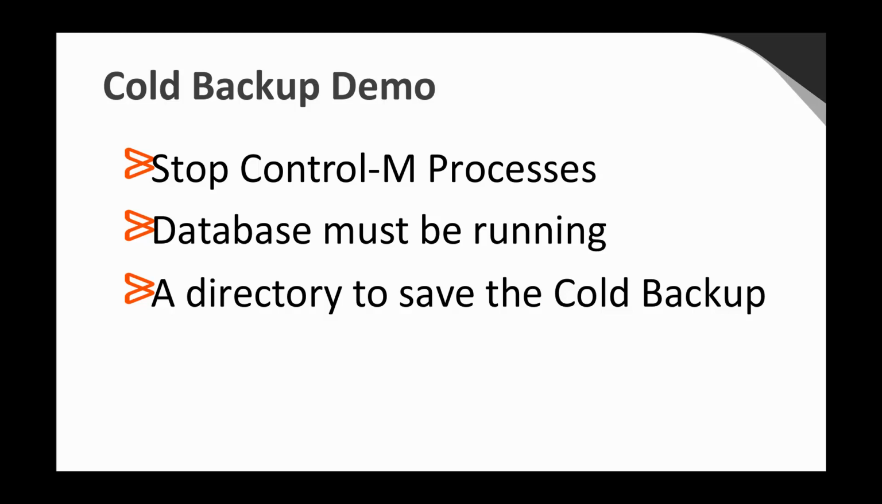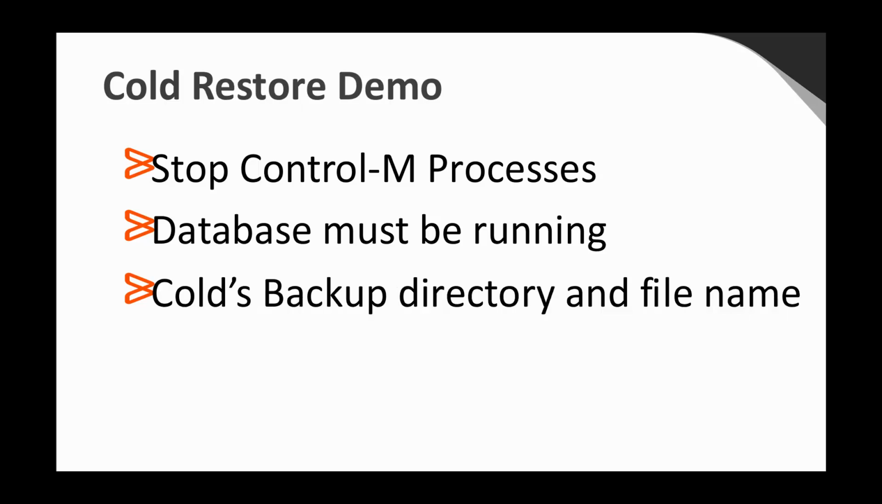Now, let's see what we need to do a code backup. First, we need to stop all Control-M processes and check that the database is running. We also need another directory to save the code backup. Now, to restore the code backup, what do we need? First, we need to stop all Control-M processes. Be sure the database is up and running, as we did at our backup. We also need the full backup name with path.